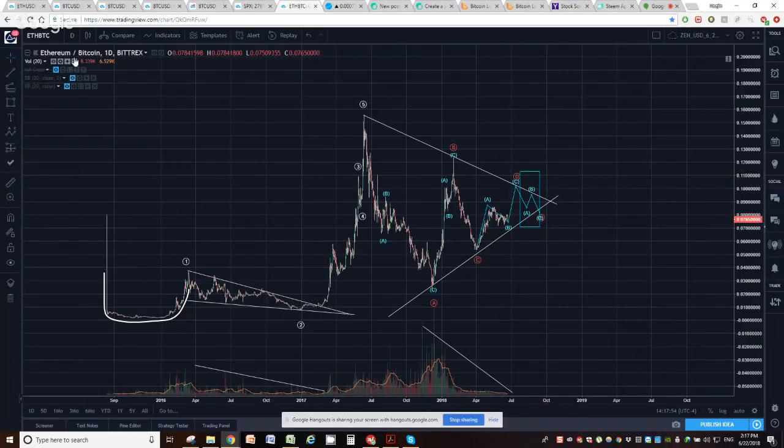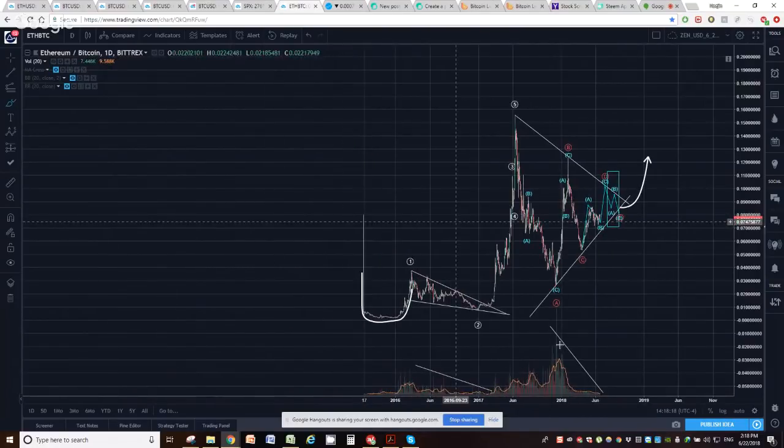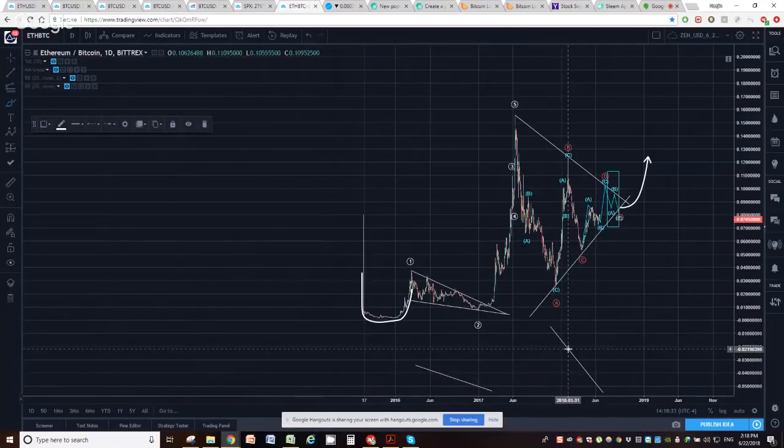So the Ethereum to BTC would have something like this. And again, just like with Bitcoin, I'm getting very, very excited. And that excitement, let me go to the long term now, is because, let me turn off the volume to make it not as busy.